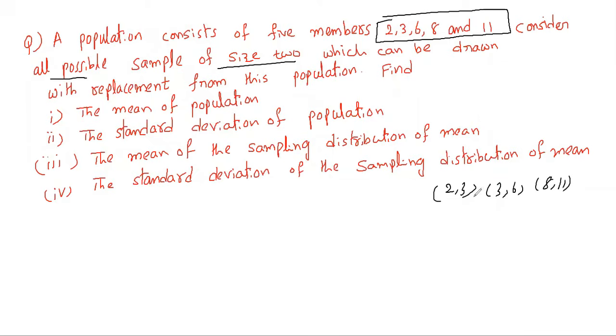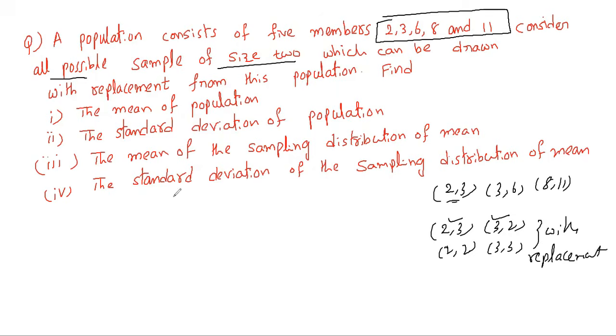Each time how many are you taking? 2, 2. That means the sample size is 2. Like this you have to take, which can be drawn with replacement. With replacement means, if you take 2 comma 3, you can also take 3 comma 2. That is called with replacement. You can also take 2 comma 2. When you take 2 comma 3, you have permission to take 3 comma 2. You can take 2 comma 2, 3 comma 3. This is called with replacement.